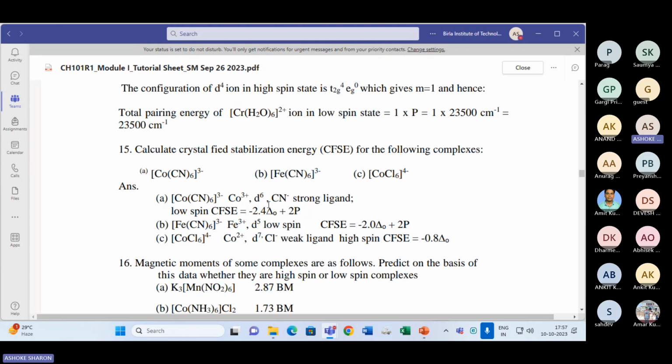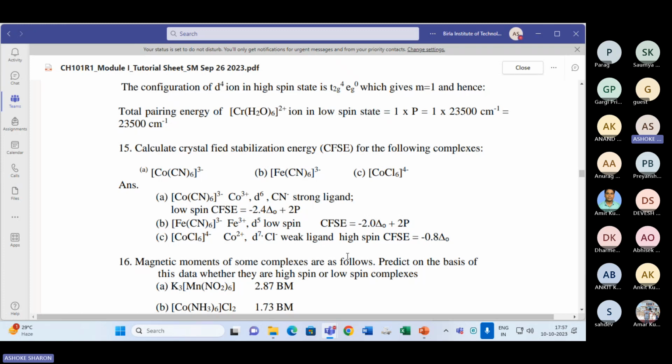But in that case, you need to pair up the electrons. So the pairing energy needs to be added here. In this way. But in the CoCl6 4- complex, there is no pairing energy. So that's why it is only -0.8 delta value.